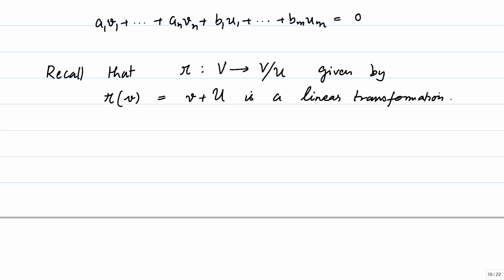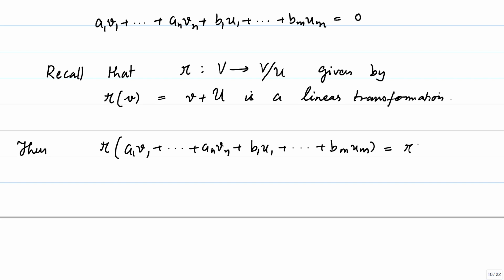Right? So let's apply pi to the vector on top. Then pi of A1 V1 plus up to An Vn plus B1 U1 plus up to Bm Um will be equal to pi of 0, which is equal to the 0 vector in V mod U. But what is the 0 vector in V mod U? It is 0 plus capital U. And pi is a linear transformation.